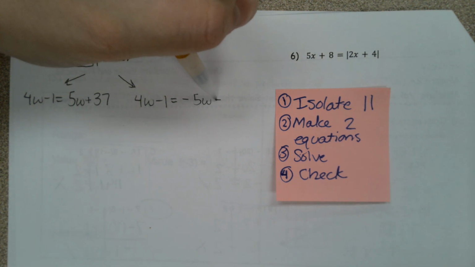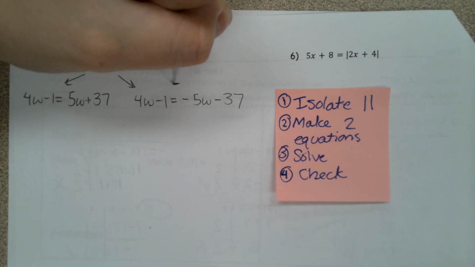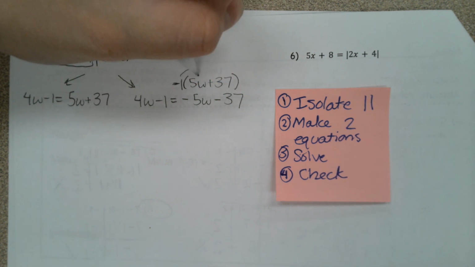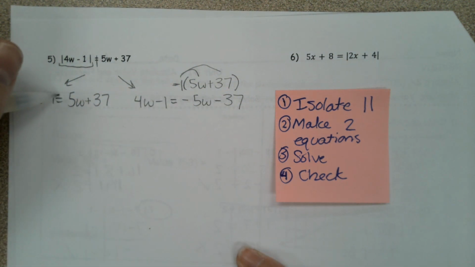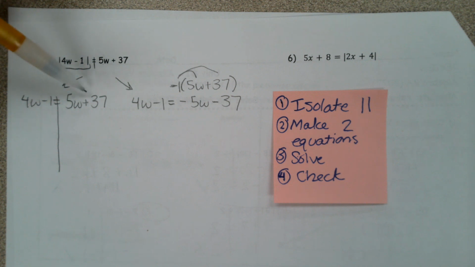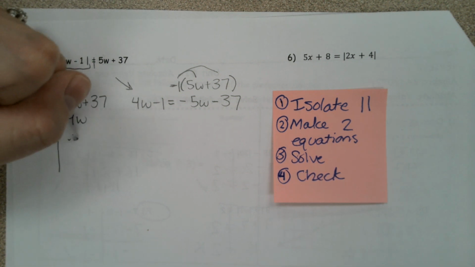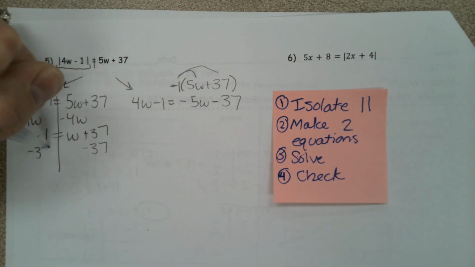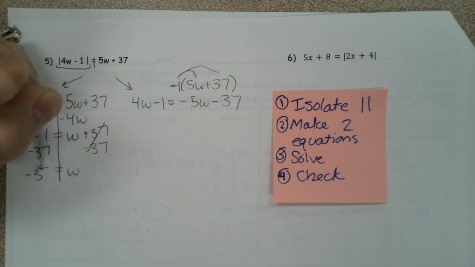Minus 5w minus 37. Again, if you need to take the extra step to put a negative in front of it and then keep the original in parentheses, that way you can distribute the negative 1 inside, you can do that. You'll still get the same thing. Now let's solve. 4w and 5w, I'm going to move the smaller one. Subtract 4w on both sides. Negative 1 equals w plus 37. Subtract 37 on both sides. w equals negative 38.